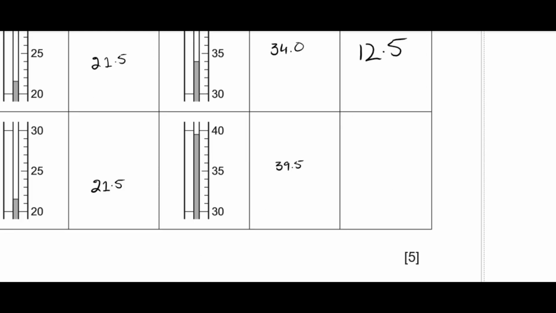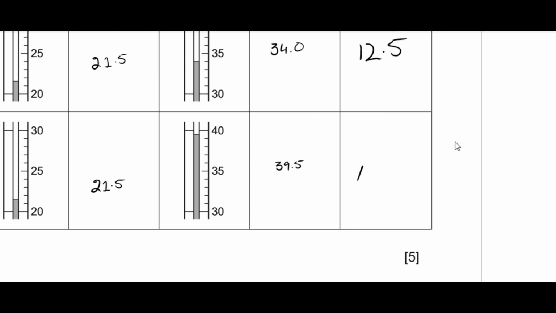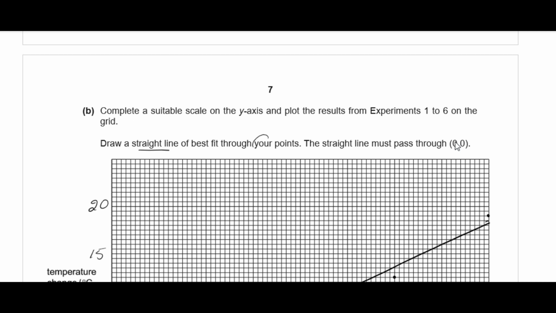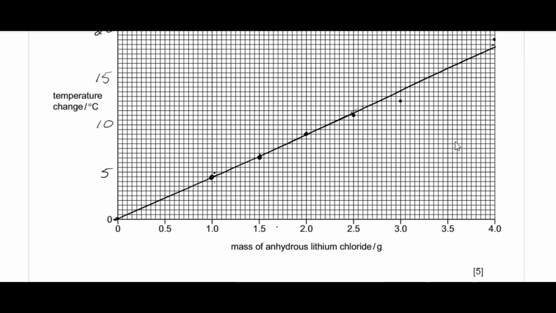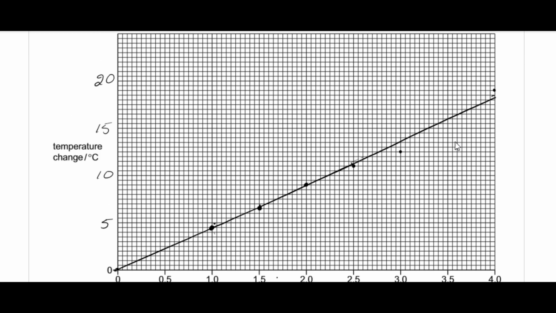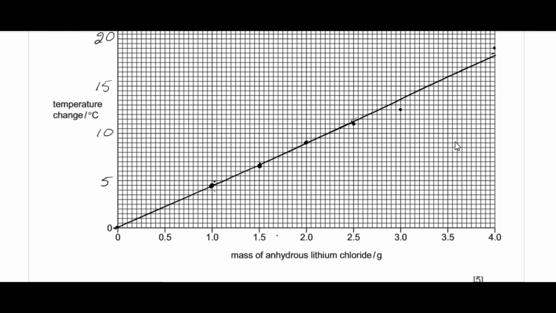And the last one is 39.5 minus 21.5 equals 18. So we would be writing 18 here. Now we need to draw these points over the given graph and then we will try to draw a straight line through these points. At the left hand side we will be taking temperature changes while at the base the mass of lithium chloride would be there.